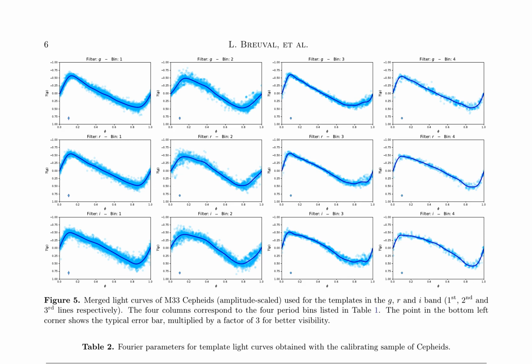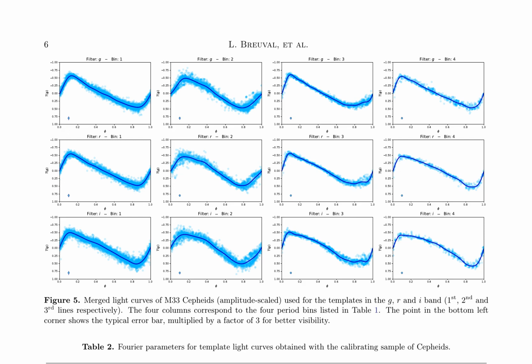The parameters are listed for each period bin and filter. Figure 5 shows the merged light curves for each period bin and filter, with the typical error bar multiplied by a factor of 3 for better visibility. The authors also present examples of light curves obtained from the template fitting procedure in Figure 6.